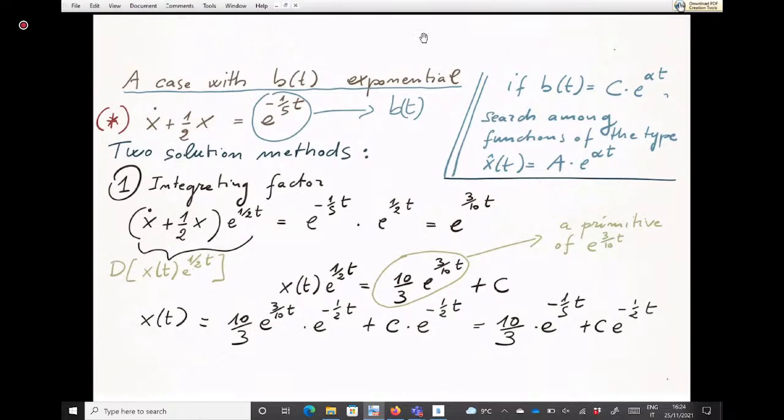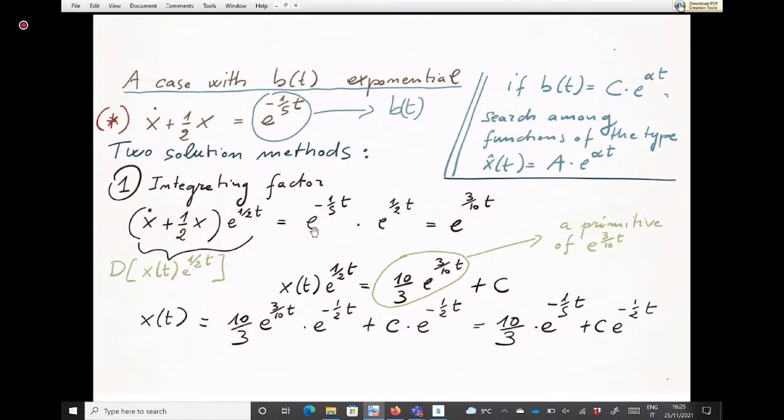You can also solve this by using the integrating factor method. You start from your equation. First of all, please write the integrating factor correctly. The integrating factor is, here we have a coefficient which is 1/2, so it is exponential of 1/2 t. Multiply the left-hand side by exponential of 1/2 t. Multiply also the right-hand side by exponential of 1/2 t.